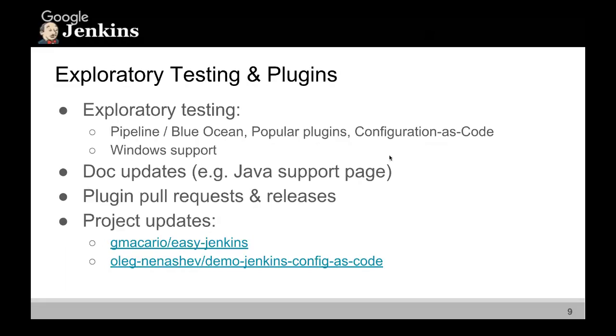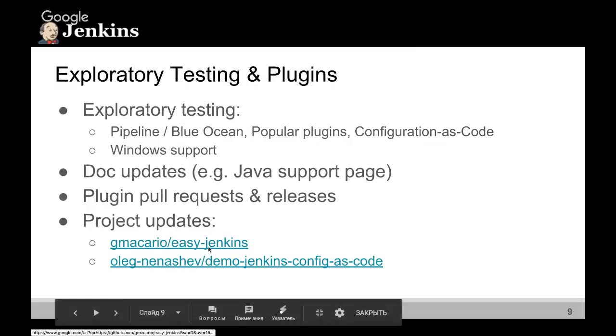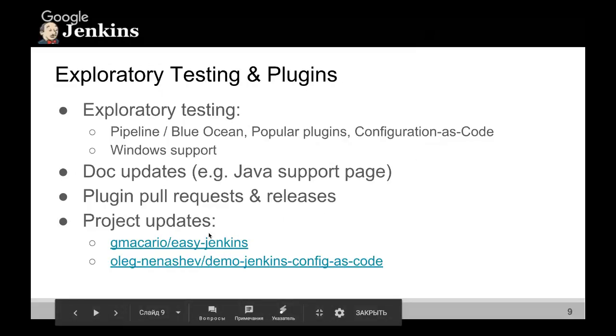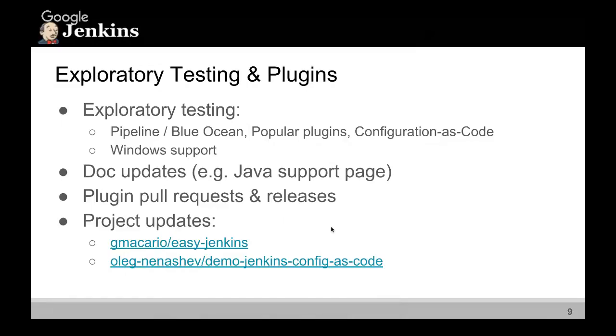Then we updated the documentation. So there is a new Java support page pending review. There were some plugin pull requests and releases made by our contributors, and also demo project updates. So for example, Jean-Paul updated his Easy Jenkins project, which he's going to demo today. And I updated another demo project with configuration as code. So yeah, that's how we tested a lot of things.